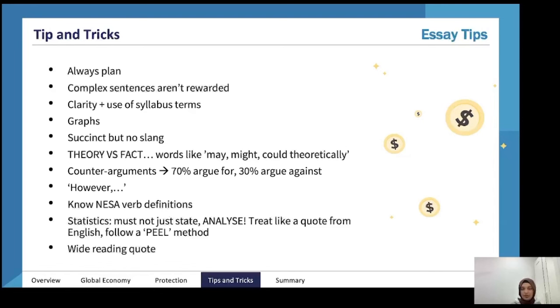And then wide reading quotes you can include as well. So again, a quick rundown of the essay tips that I've got. Plan, and make sure that you understand that you don't have to be overly fancy or complex.